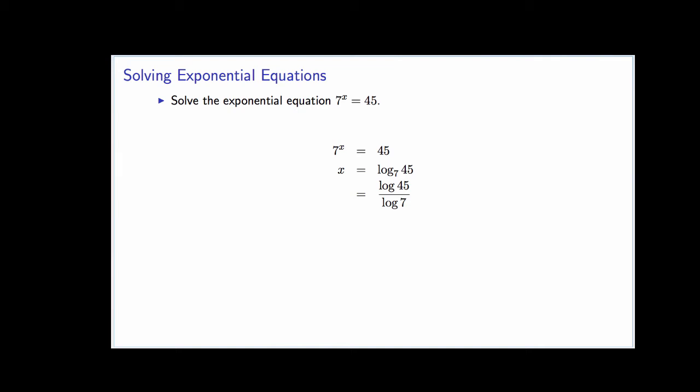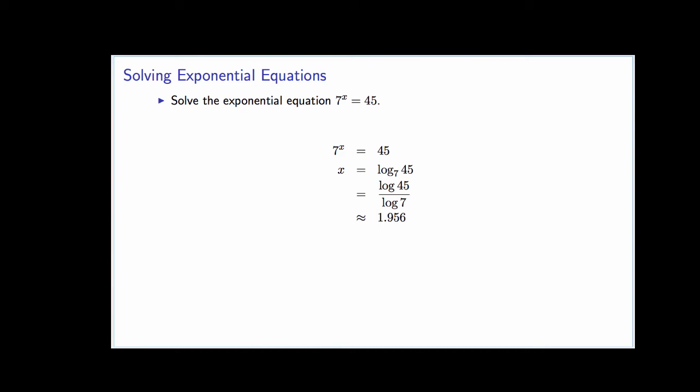You can now use the log button on your calculator to do log 45 divided by log 7, and to 3 decimal places, we get that x is approximately 1.956. We can check that this makes sense by computing again on the calculator 7 to the 1.956, and we do get approximately 45. Moreover, as you're solving these problems in general, you should think about doing quick in-your-head calculations to make sure that your answers make sense.